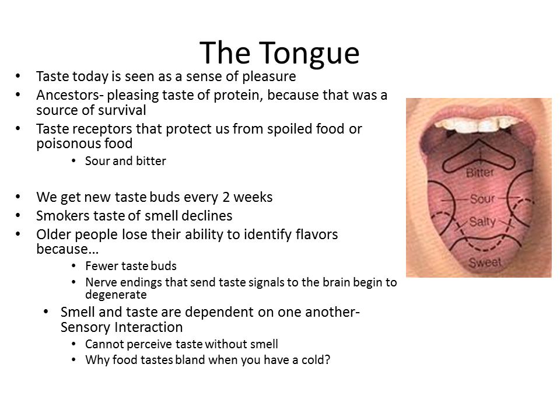So, taking a look at the tongue again. Taste today is seen as a sense of pleasure. Our ancestors had the pleasing taste of protein because that was the source of survival. So back then they really enjoyed the protein taste. We also have taste receptors that protect us from spoiled or poisonous food. They're good to have because they protect us if it's something that we shouldn't be eating. We get new taste buds every 2 weeks.